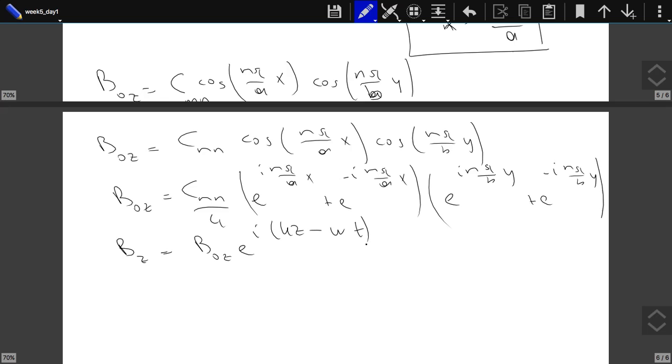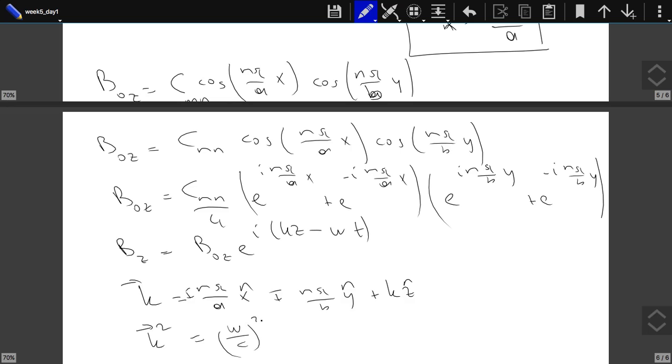Well, what this tells me is that if you just open up these parentheses, I can write this wave as a sum of plane waves. And the wave vector of these plane waves is plus or minus m pi over a in the x direction, plus or minus n pi over b in the y direction, plus k in the z direction. And k squared for these plane waves is nothing but omega over c squared. So each one of these plane waves is actually moving at the speed of light, c.